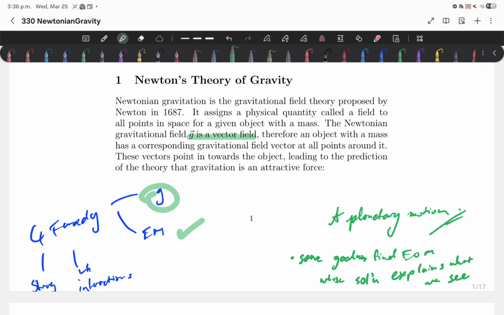How do you create a gravitational field? You have mass present. So kind of like a charge sitting there would make an electric field around it, a mass sitting here will create a gravitational field around it.